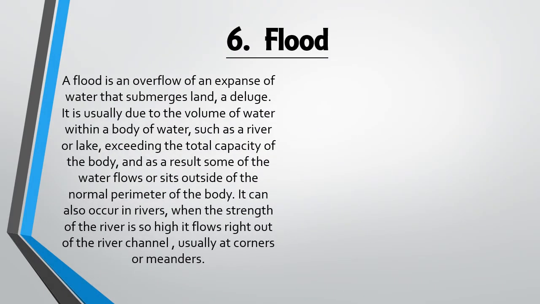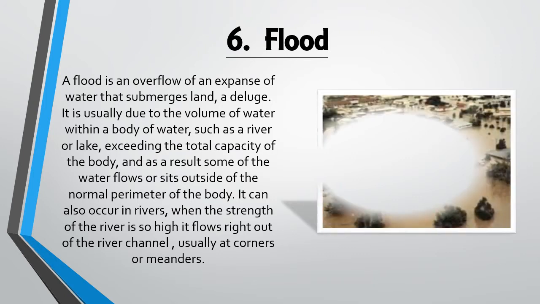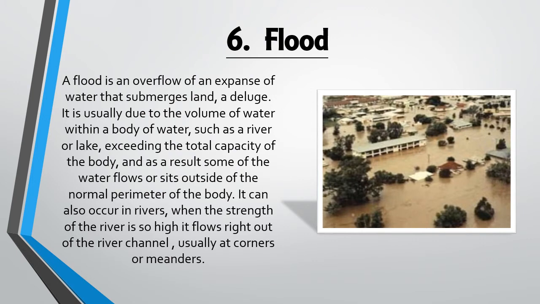Sixth, flood. A flood is an overflow of an expanse of water that submerges lands, a deluge. It is usually due to the volume of water within a body of water, such as a river or lake, exceeding the total capacity of the body, and as a result, some of the water flows outside of the normal perimeter of the body. It can also occur in rivers, when the strength of the river is so high it flows right out of the river channel, usually at corners or meanders.